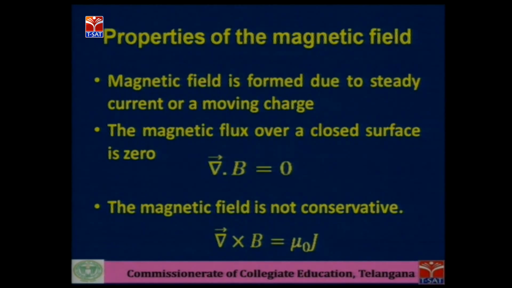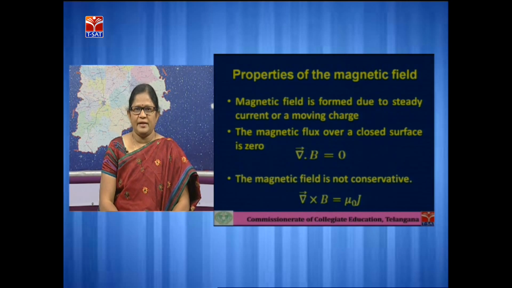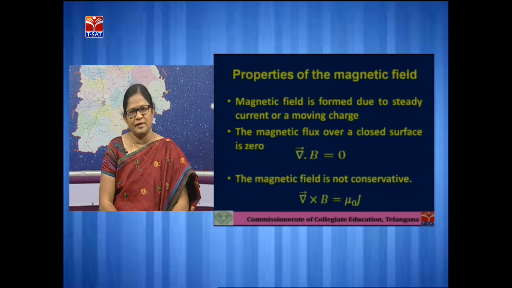Then what are the properties of the magnetic field? The magnetic field, as we know, is formed by charges, either a steady current, that means the charges are moving with a uniform velocity, or a moving charge. Suppose an electron is revolving around the nucleus, or it is spinning around its own axis, then it creates a magnetic field on its own. So there are two more properties we can observe. One is the magnetic flux over a closed surface is 0. That means the divergence of the magnetic field is 0.